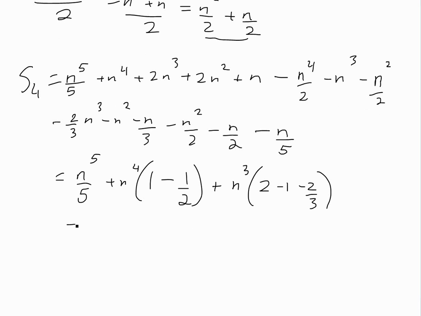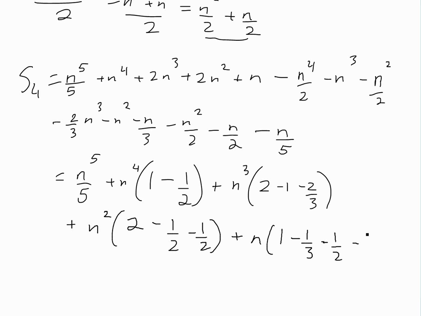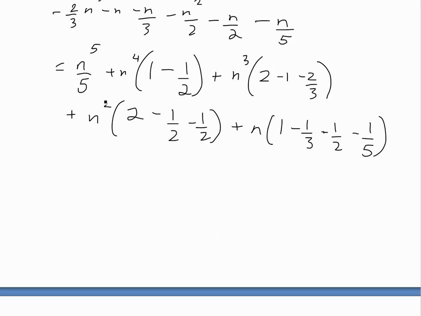Now if we look at the n squared, the coefficients here, 2 minus this 1 over 2 minus this part right here, 1 over 2. And now the last one, the n, we'll have 1 right here. So 1 minus this part, 1 over 3, minus this 1 over 2, 1 over 2, and then minus this 1 over 5 right here. So we get this part right here.